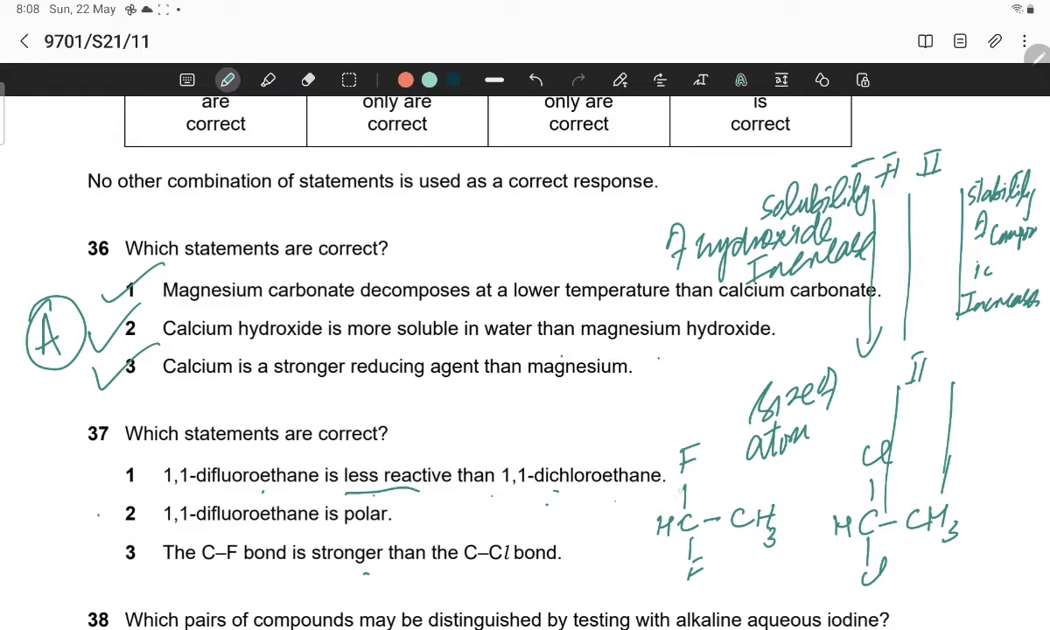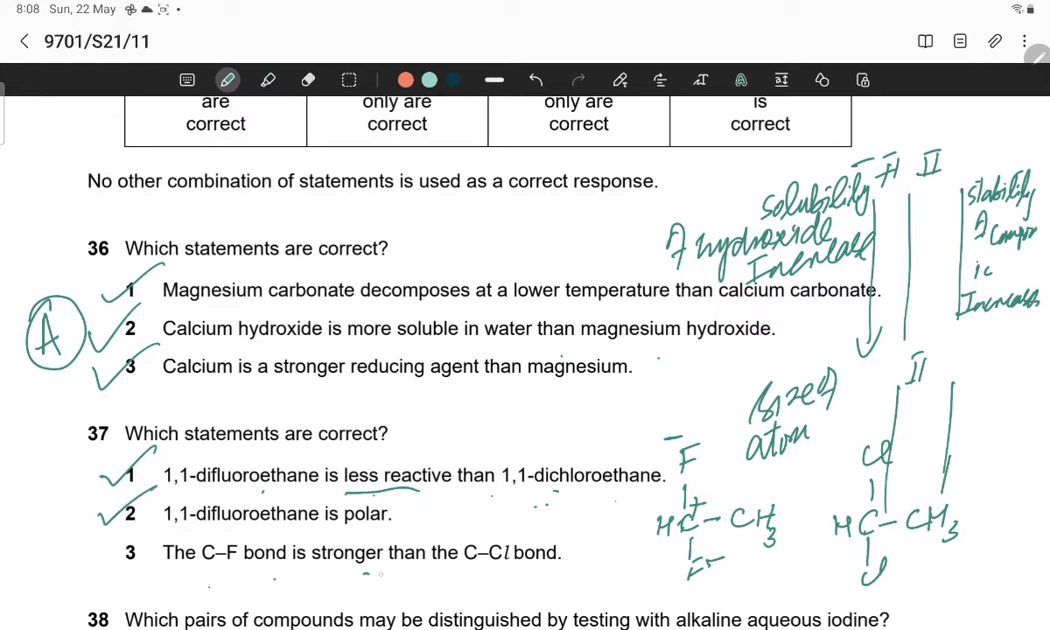So that's why it is high. The CF bond requires more energy to break than the CCl bond. So it is correct: 1,1,2-difluoroethane is less reactive than 1,1,2-dichloroethane. 1,1,2-difluoroethane is polar. Fluorine is the most electronegative element of the periodic table, carrying a negative charge, but this is positive. So this is polar because two poles are present, negative and positive. So that's why this statement is also correct.